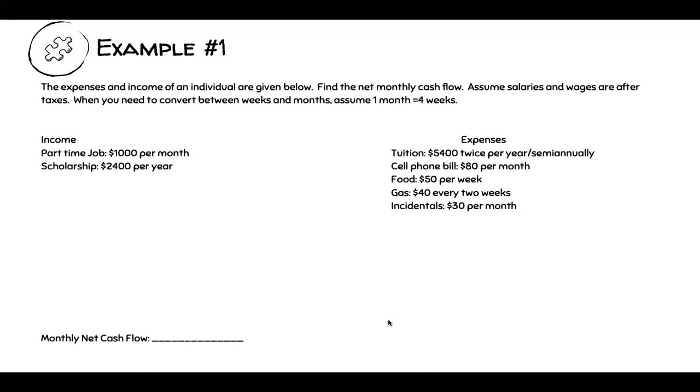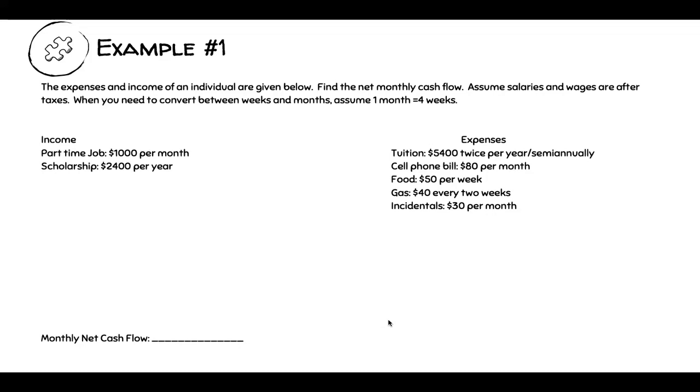For the part-time job, we get $1,000 per month. For the scholarship, it's $2,400 a year. And so because there are 12 months in a year, we're going to take our $2,400, we'll divide by 12, and we get $200. So it turns out that our total monthly income is going to be $1,200.